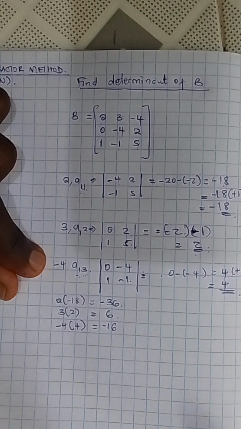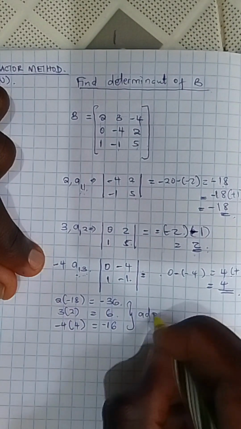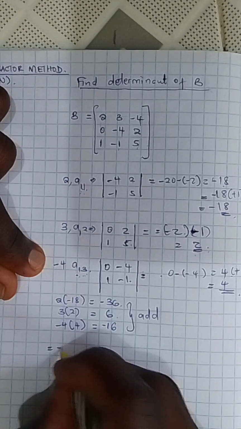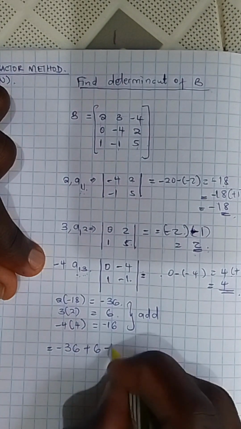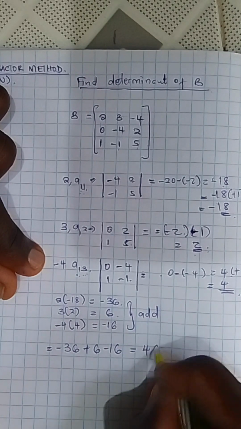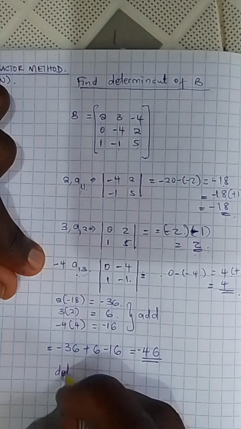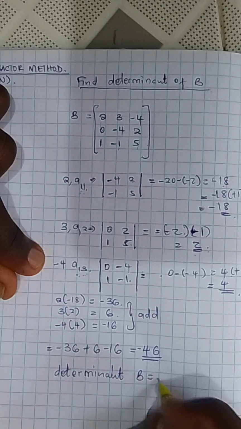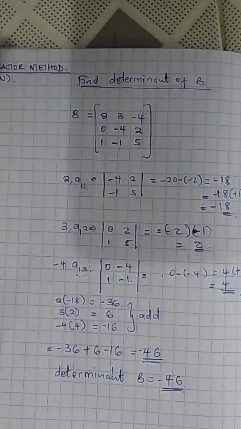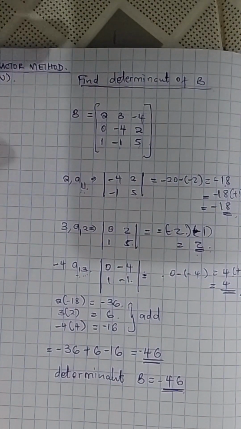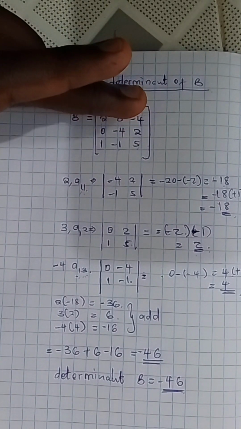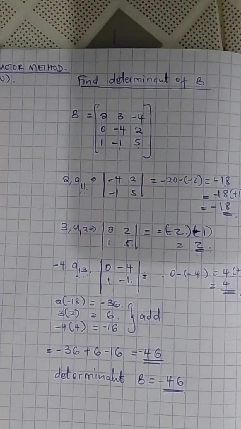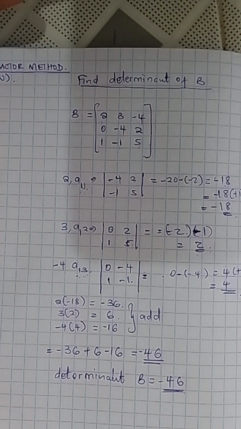And from there, we add up all these terms to get the determinant, where we'll have negative 36 plus 6 minus 16, so that we remain with negative 46. And this is therefore the determinant. Therefore, the determinant of B is equal to negative 46. And you can use any other row. It's not necessarily that you use the first row. I've used the first row to demonstrate how you can compute the cofactor, and from there you can do the determinant. You can use the second row or the third row. You'll get the same answer for the determinant.